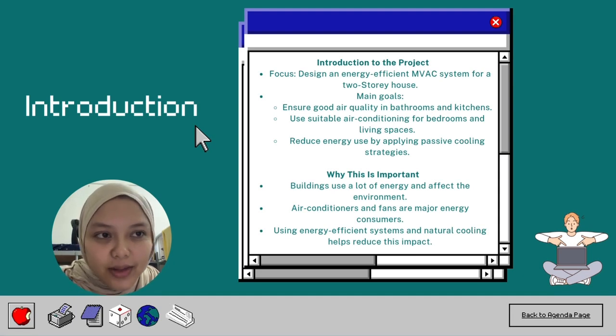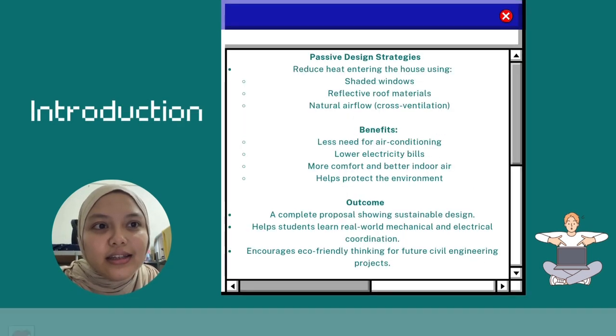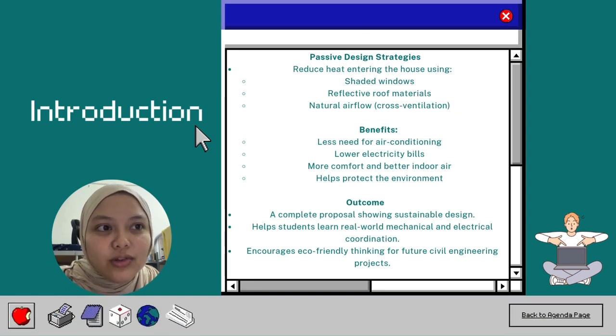These passive elements reduce the heat entering the house, which means we don't need to use much electricity to cool it down. This is important because buildings use a lot of energy, especially for cooling. By choosing energy efficient equipment and using natural methods to control temperature, we can reduce energy bills and environmental impact.